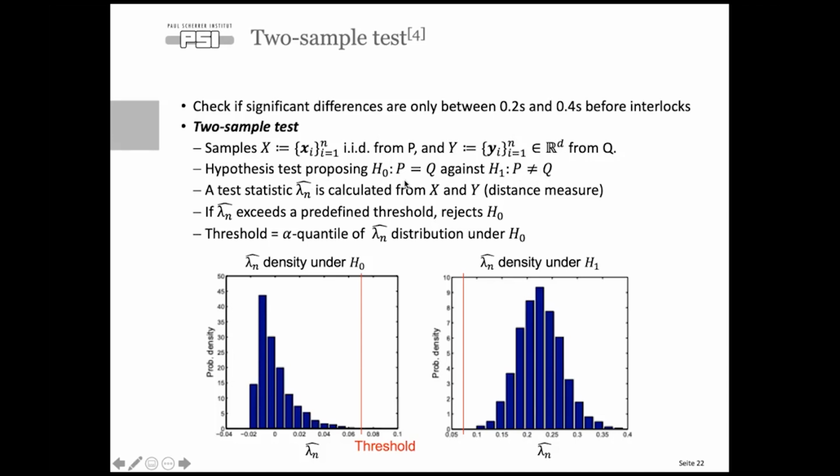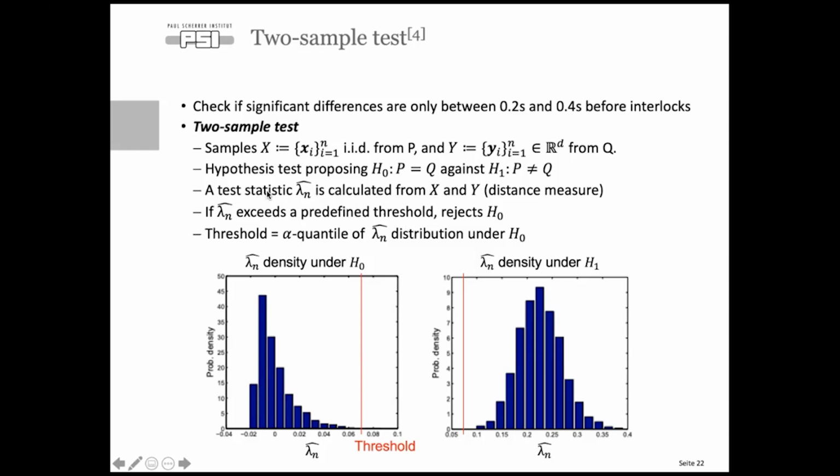And how do we do that? We define a test statistic lambda n calculated from the data X and Y. The lambda n can be simply understood as a distance measure of X and Y. It's easy to understand that if X and Y are from the same distribution, their distance should be close to each other. And if X and Y are really from different distributions, the distance of X and Y should be large.